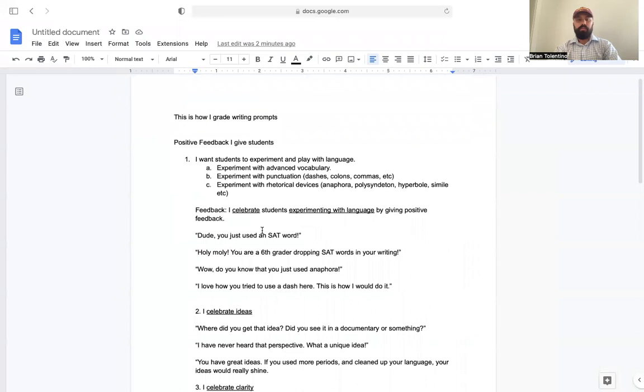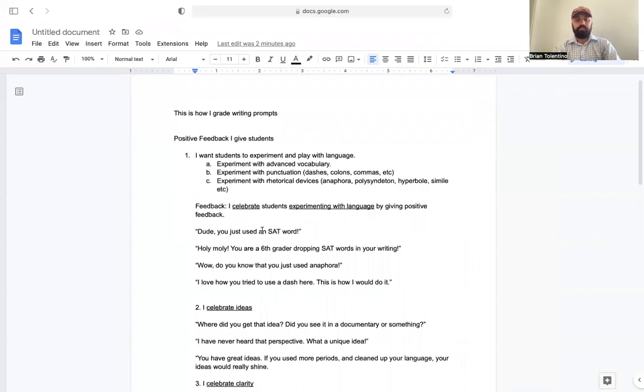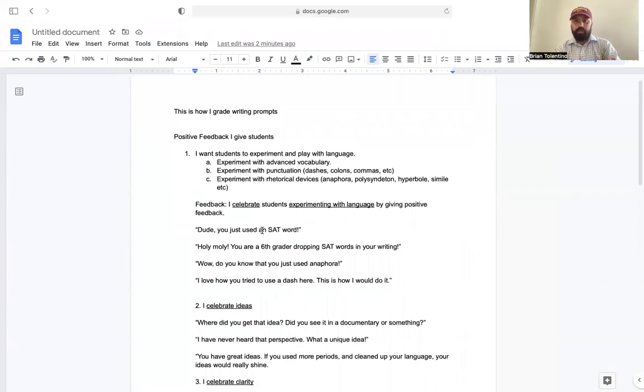So first of all, with these writing prompts, when I look at grading them or assessing students, first I think about what's the goal? What is the purpose of these writing prompts? The purpose of these prompts is different than what I do later in the year when it comes to formal essays. The purpose of these prompts is congruent with the affirmations and feedback I give students.